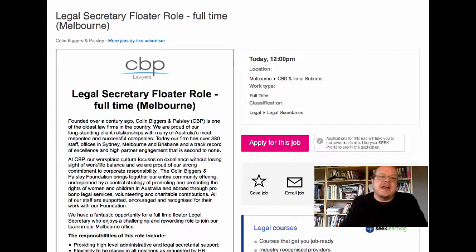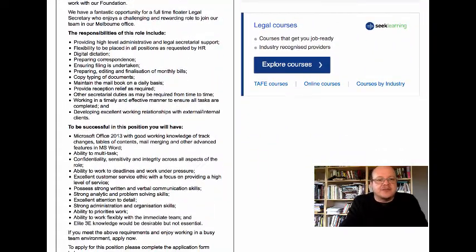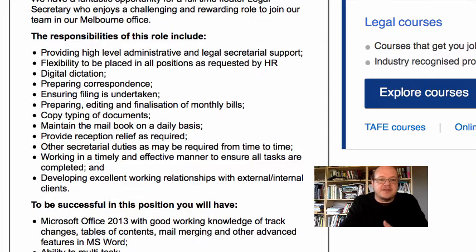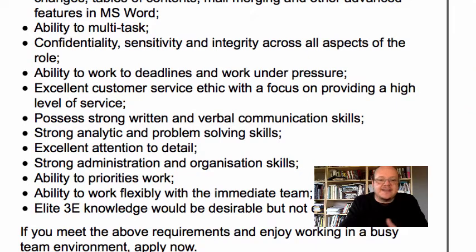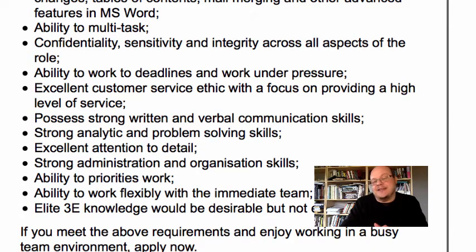So if we have a look at a job ad, here's one for a legal secretary. A lot of people work as legal secretaries during their time as a student. You'll have a look at their sets of responsibilities. That gives you some idea of the sorts of things that they want, things like preparing correspondence, and other duties. But there are also capacities that they want: ability to multitask, excellent attention to detail, ability to prioritise work. Actually, that says ability to priorities work, which shows that there's probably some lack of attention to detail on whoever put this ad together. But let's leave that aside for the moment.